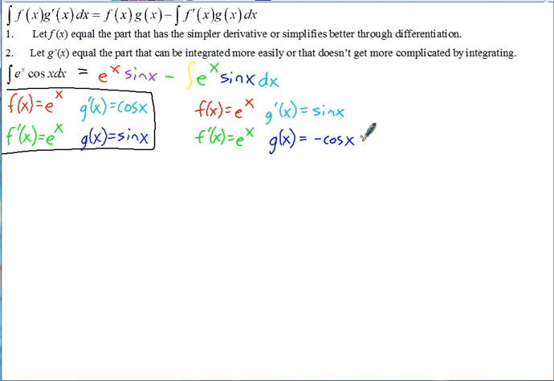So I just bring down this e to the x sine x minus, this time, instead of having a 2 out in front, when using integration by parts again, that negative 1 is going to get applied to the whole thing. So we'll have f of x, e to the x, times g of x, negative cosine x, minus the integral of f prime of x, e to the x, times g of x, negative cosine x.